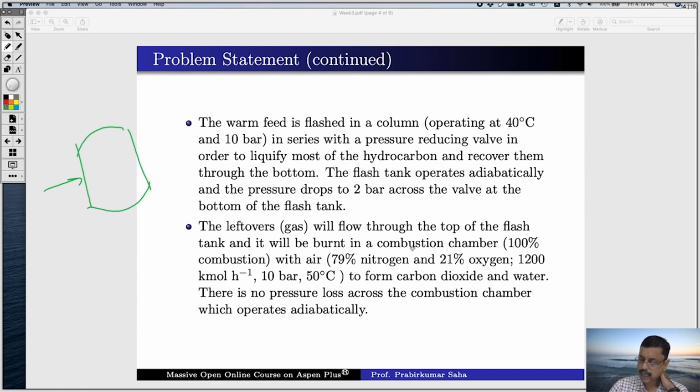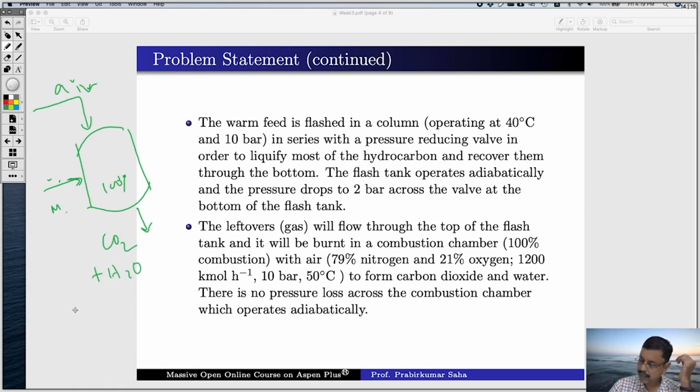and to burn this leftover gas, we have to supply air, because without air the gas cannot be burned. So the combustion chamber is operated with 100% combustion. So there will be no gas, whatever is there, methane or ethane or whatever, there will be no trace of methane or ethane at the outlet. Outlet will be completely carbon dioxide and water.